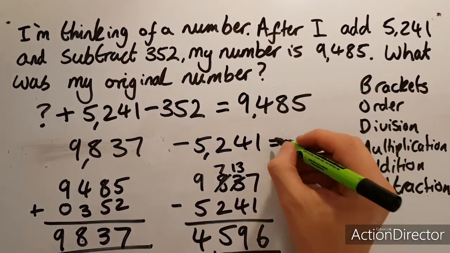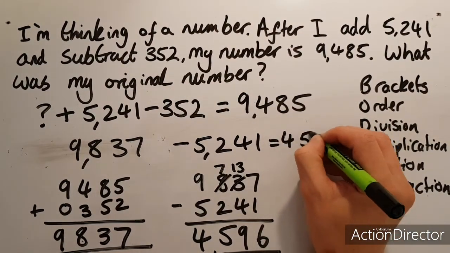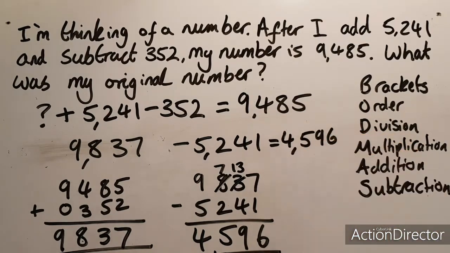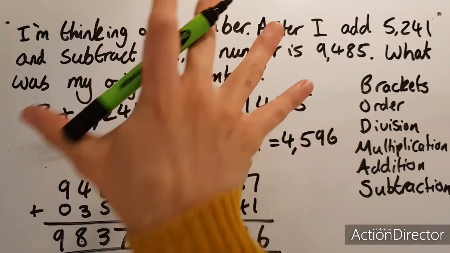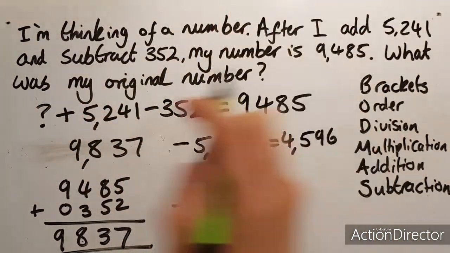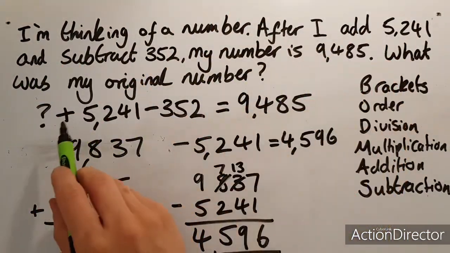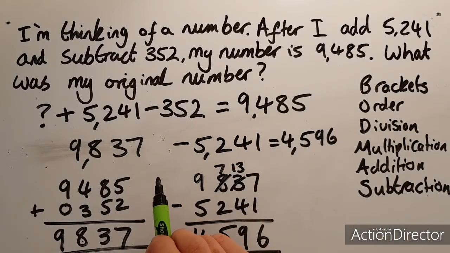So I can rub out the question mark there and put 4,596. So there you are, everybody. That's how to use the inverse, especially with quite a tricky word problem. And when you have a word problem like this, the best thing to do is try to change it to a number sentence as soon as you can.